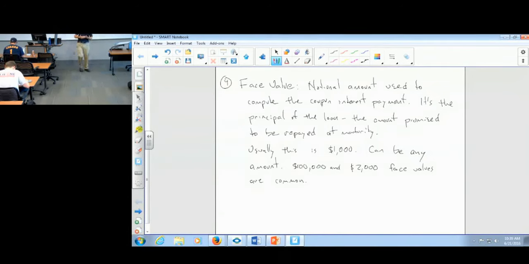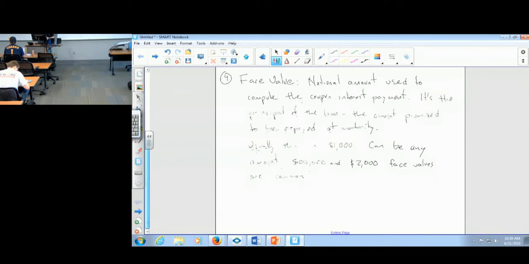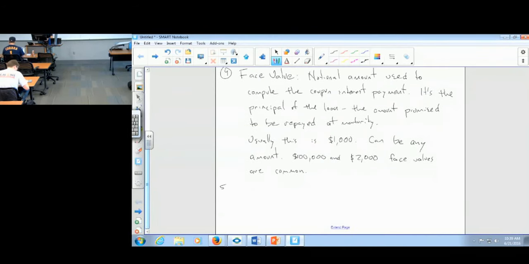So it's important to note what this is not. This is not the price of the bond. This is not what you can buy and sell it for. This is a notional amount set in the contract that's usually promised to be repaid at maturity, and it's only used to calculate the coupon rate, or calculate the coupon payment.